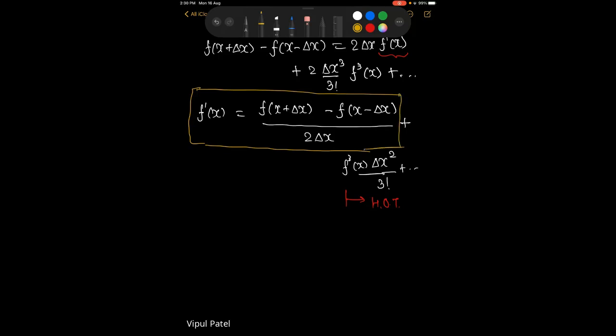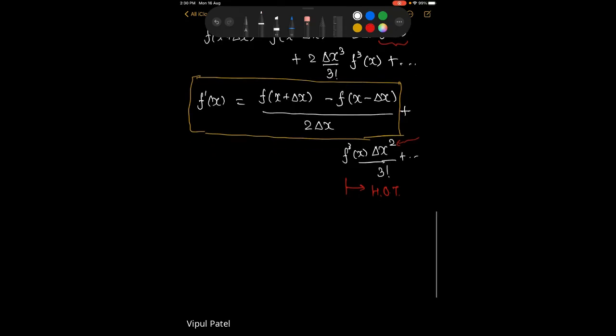Now if I want to check the order of accuracy of this particular formulation, I have to see the order of delta x from the neglected term, or you can say the first neglected term. So from this expression I can say that the order of accuracy is delta x square, right? That means it is more accurate as compared to the previous two formulations.